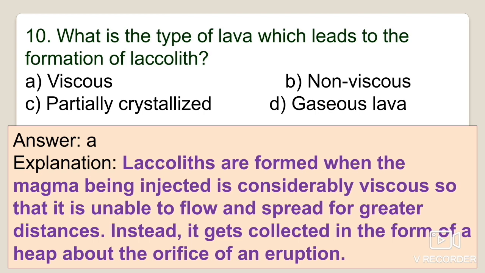And why viscous? Because laccoliths form when the magma being injected is considerably viscous. Only then will it be unable to flow. It is viscous material that will not flow easily, unable to flow and spread for greater distances, and instead it gets collected in the form of a heap. So the correct option here is option A, that is viscous in nature.